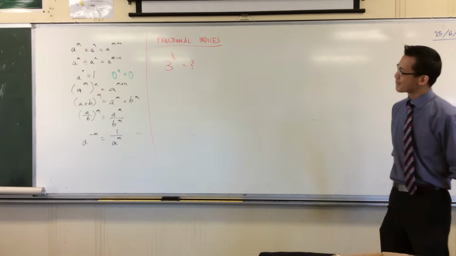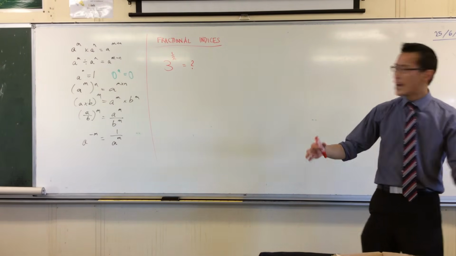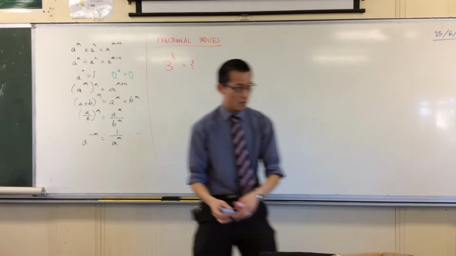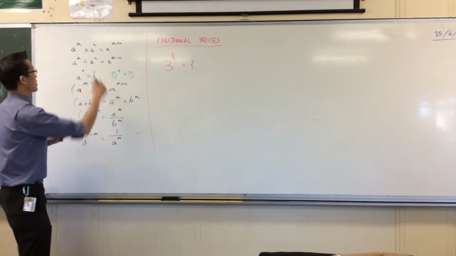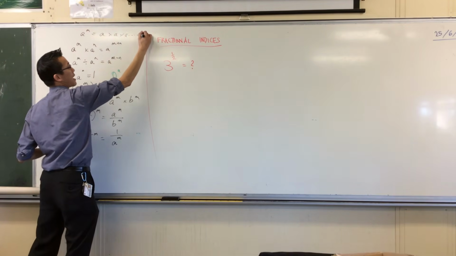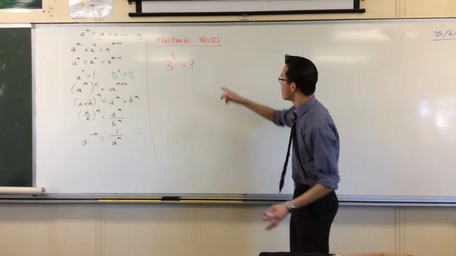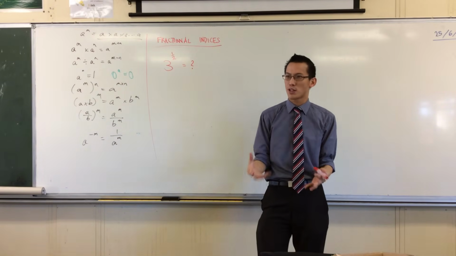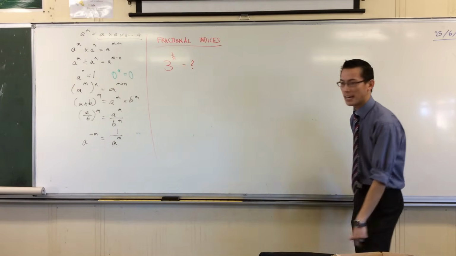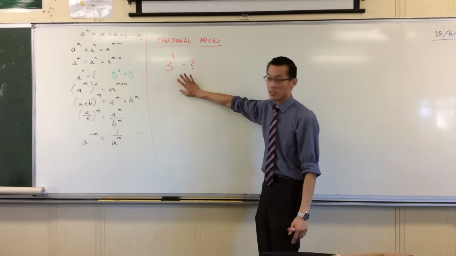Now, see, here's the problem. The whole idea of indices is that a to the power of m means you multiply the number by itself, and you do it m times. But I don't have a number of times. What does it mean to multiply a number by itself half a time? That doesn't really make sense. So here's the way I'm going to approach it. I'm going to think about these laws and see if I can do something that'll make sense here.